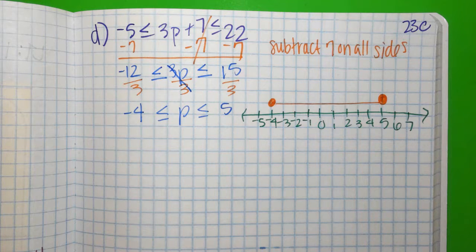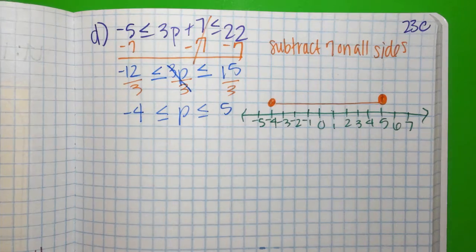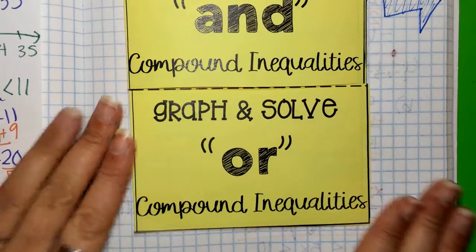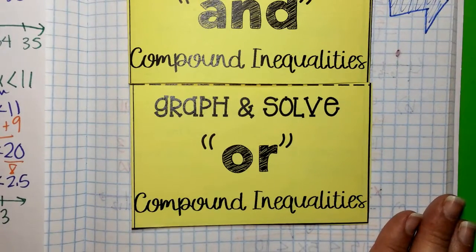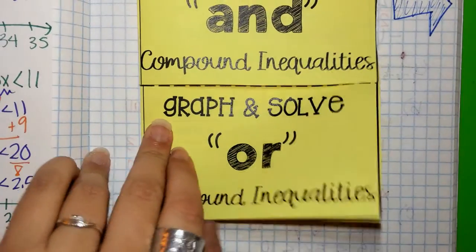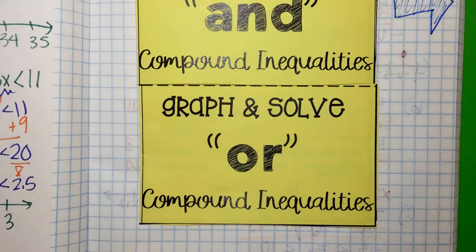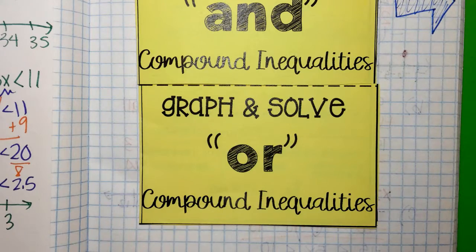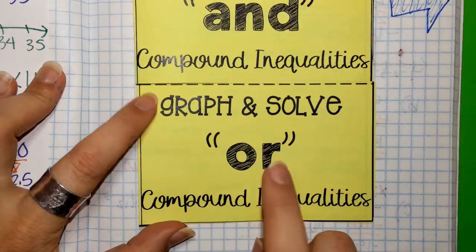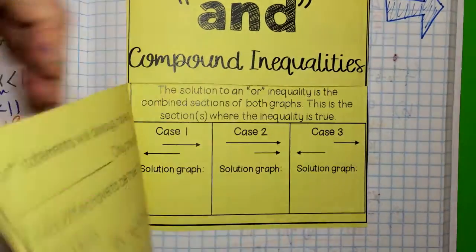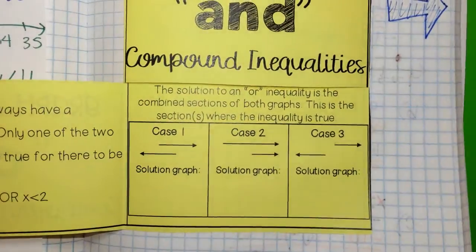All right, do we need to do one more, or are you guys ready for or? Or. We're ready? Okay, so let's look right here. Or inequalities. So and means that it can be greater than something and less than something. Or, that means it's both. So or is one or the other. Yes. So or means one or the other.